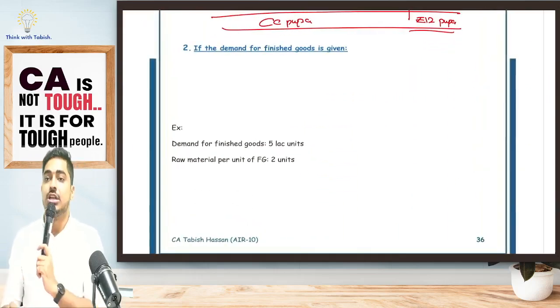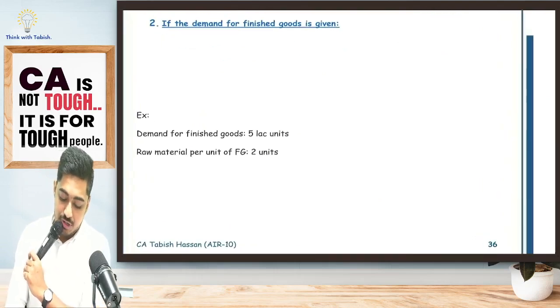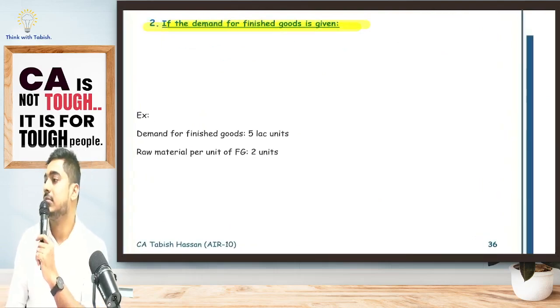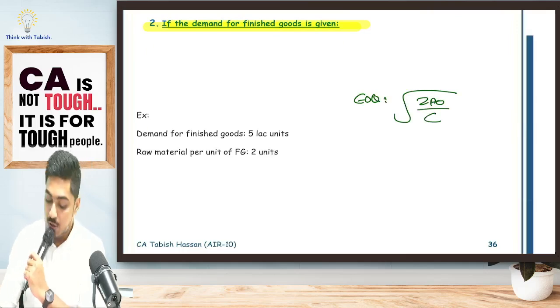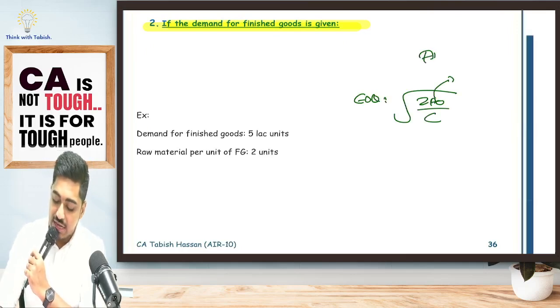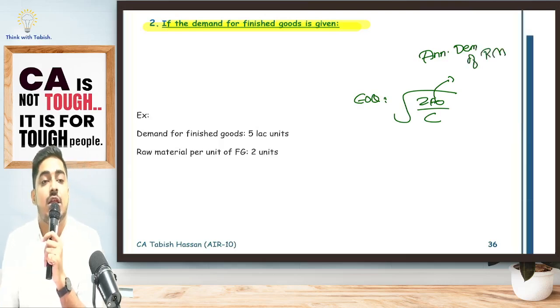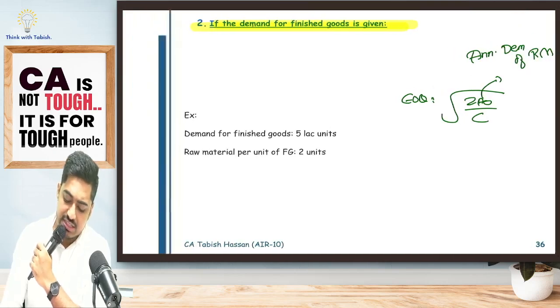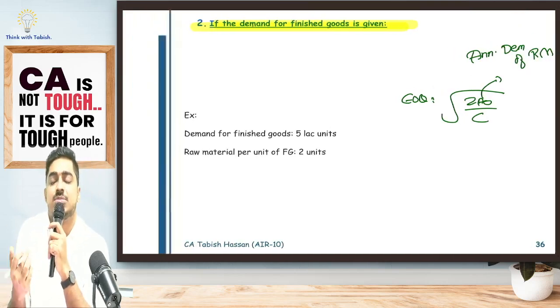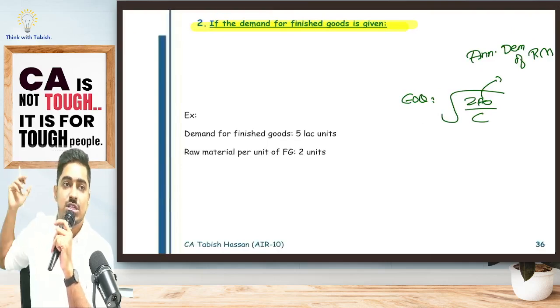Now, the next point: if demand for your finished goods is given. Simple example, I want to calculate my EOQ. What is EOQ? Square root of 2AO divided by C, where A is the annual demand of raw material. But what is given to me? Demand of finished goods. Nothing new, it is just that in the examination sometimes you get confused. That is why we are putting all these things together.